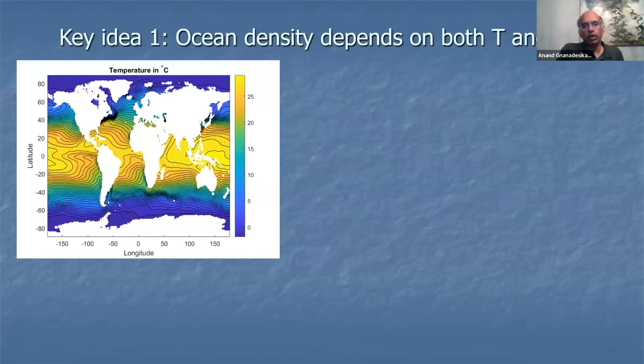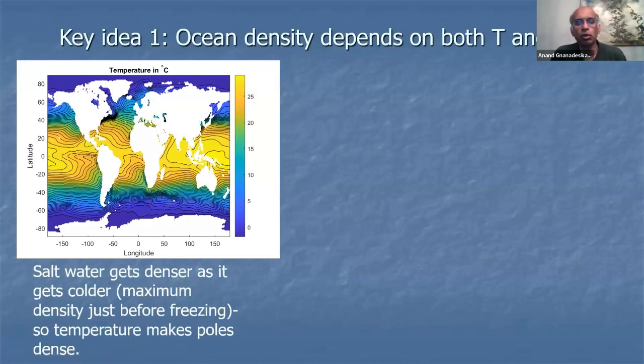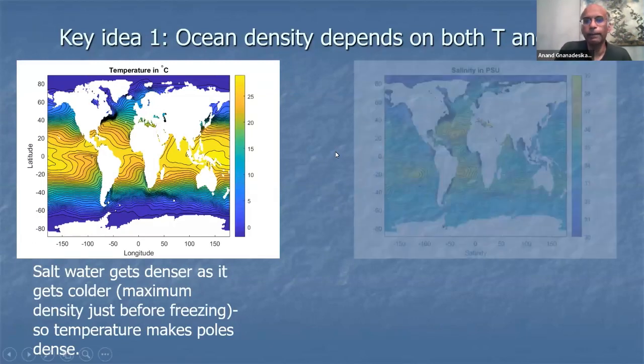So key idea number one was already mentioned. Ocean density depends on both temperature and salinity. So this is a plot of surface temperature. And so salt water, unlike fresh water, gets denser as it gets colder, and so the maximum density is just before freezing. So the fact that there's more sunlight at the equator and less sunlight at the poles tends to make the polar waters denser.